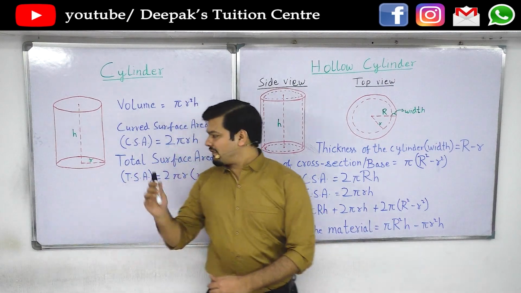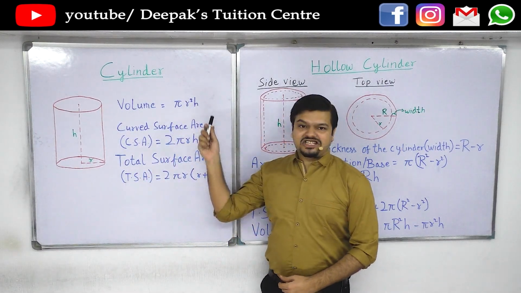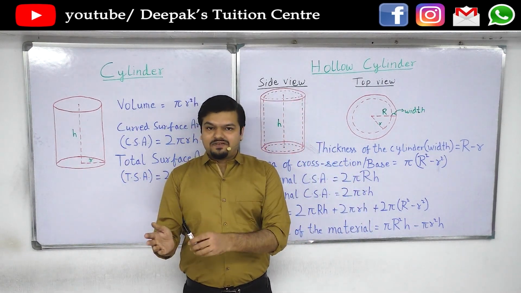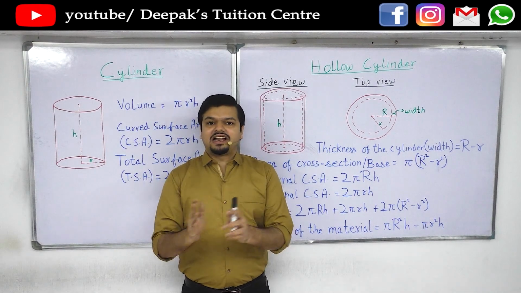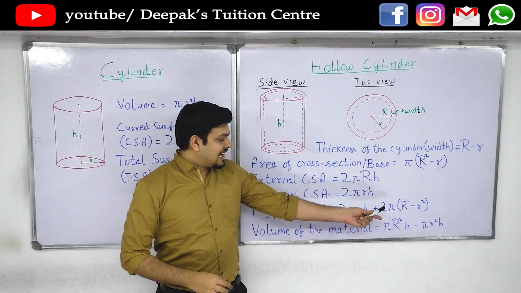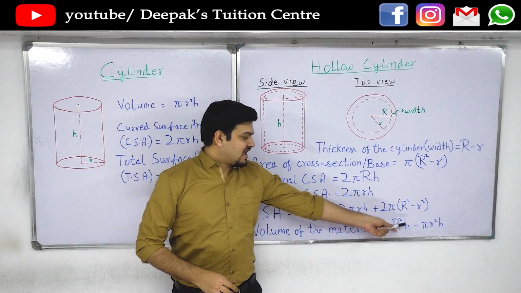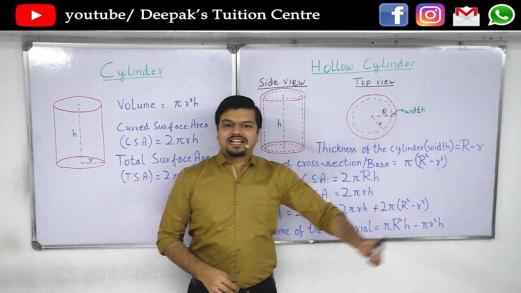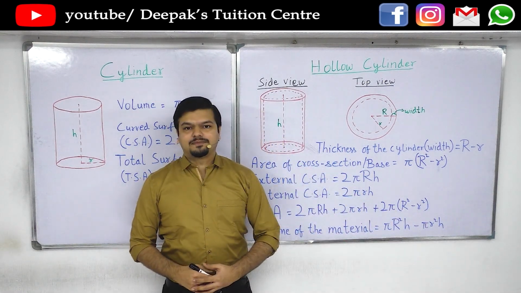The formula for volume is πr²h. Since r is the only variable that is different in external and internal dimensions, we get πR²h minus πr²h. So that is the volume of material.